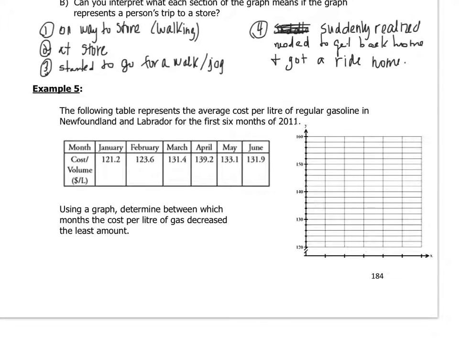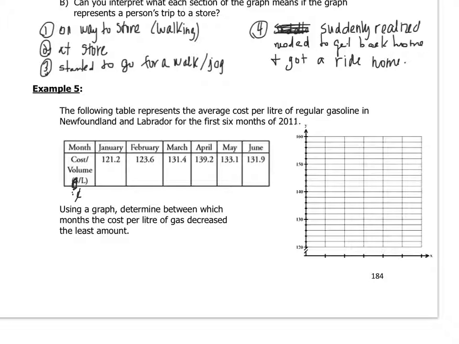Okay, example 5 says the following table represents the average cost per litre of regular gasoline in Newfoundland and Labrador for the first 6 months of 2011. And now I think this table is wrong, because I can't see the gas price being $121.2 per litre, so I think that's supposed to be cents, not dollars. Anyway, we'll just go with what we have here.